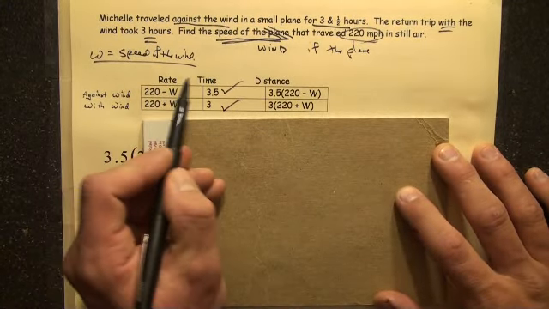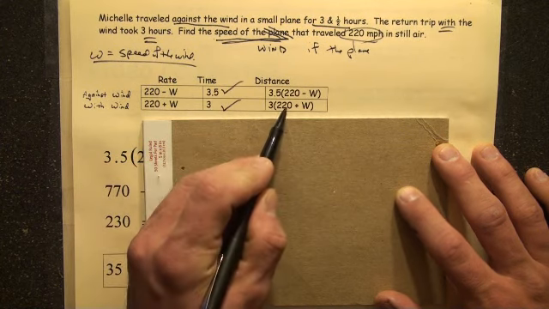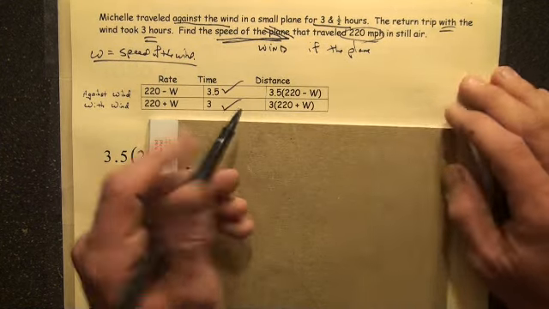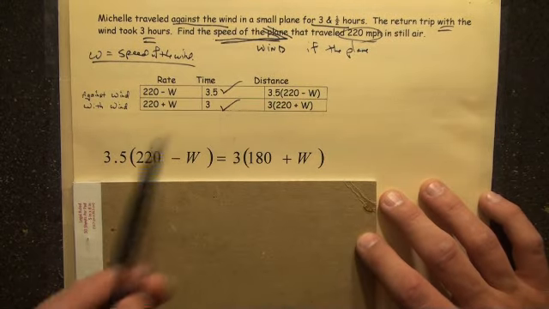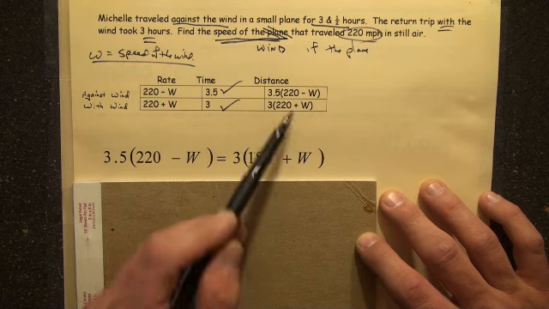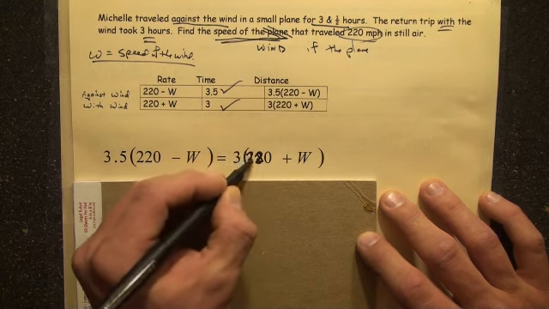Okay? So here we go. Same principle. Rate times time equals distance. So 3.5 times this is this. 3 times this is that. There you go. The distances are definitely the same. So we go ahead and set these two equations equal to each other. 3.5 times the quantity equals 3 times that quantity. This should be 220. Thank you very much.